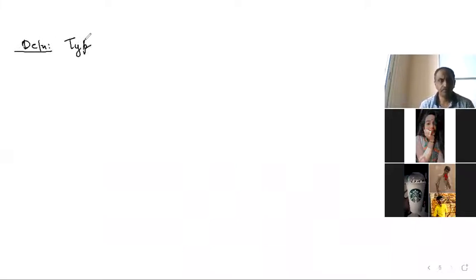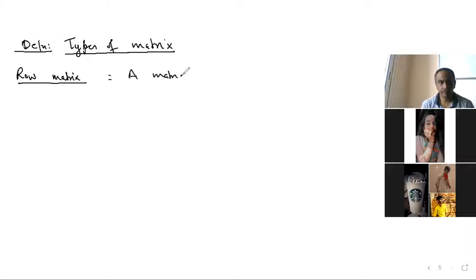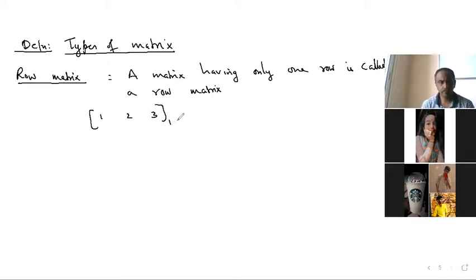Types of matrix. First, you can say row matrix. A matrix having only one row is called a row matrix. For example, 1, 2, 3, or 1, 3.